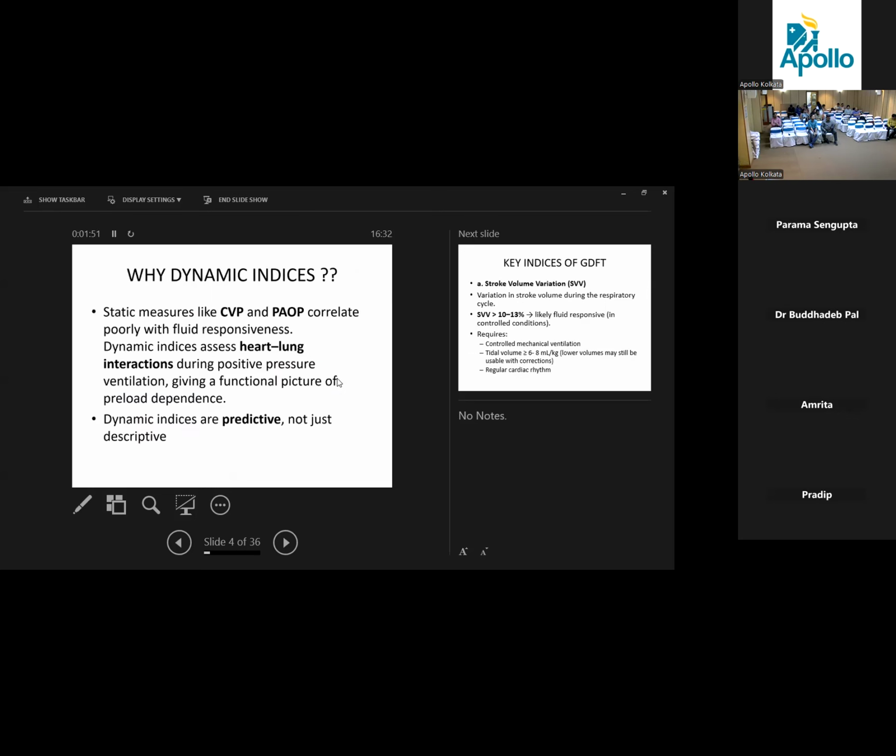So why should we prefer dynamic indices? Static parameters like central venous pressure or pulmonary occlusion pressure correlate poorly with fluid responsiveness because fluid responsiveness is a measure of flow but not pressure. These dynamic indices assess the heart-lung interaction during positive pressure ventilation, giving a functional picture of preload dependence. And they are more predictive, not just descriptive.